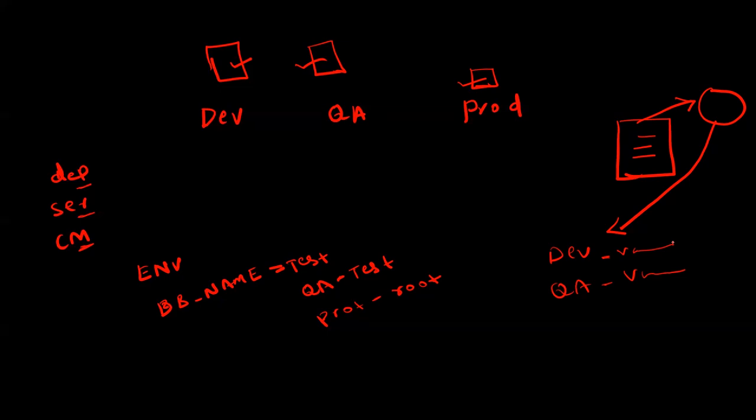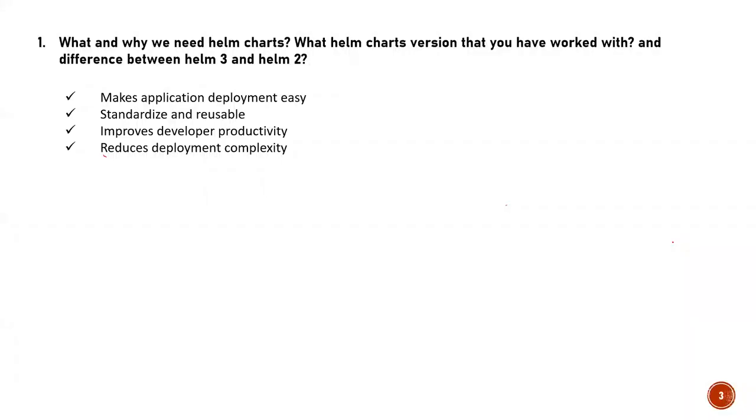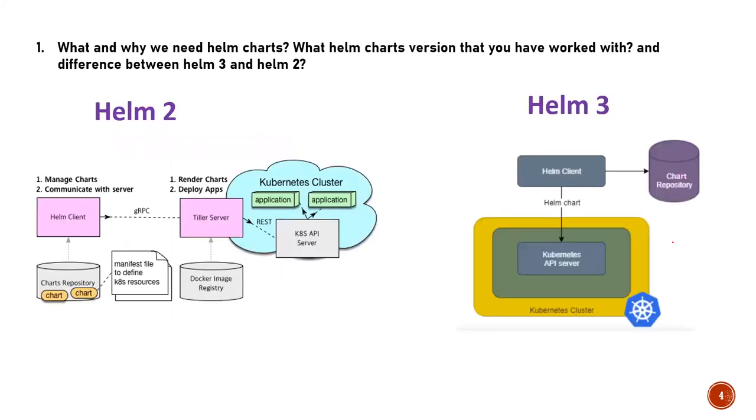And also we are maintaining the versions. So that is quite important. So these are all the advantages. There are many others, but these are the major advantages of Helm charts. And then next, the differences between Helm 3 and Helm 2.